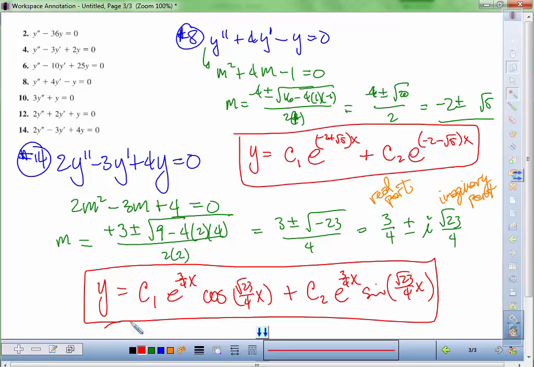All right, I'm not going to do a third example, but if you had one real root, then your second fundamental solution will have an x to it multiplied as a factor. So that's all we need to really talk about for homogeneous differential equations. Questions?